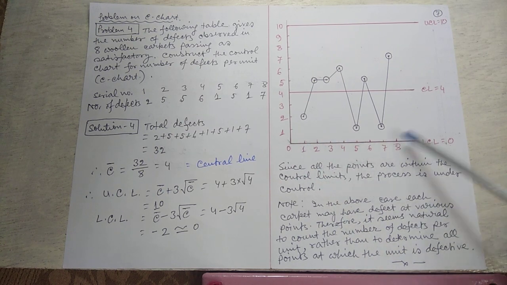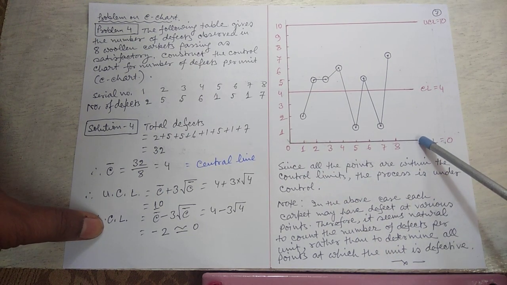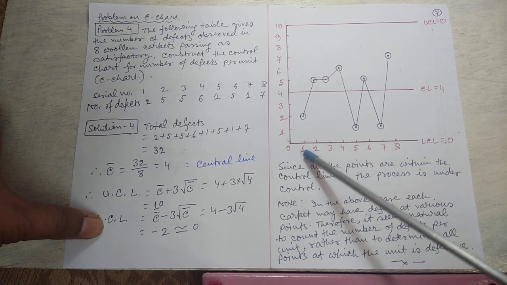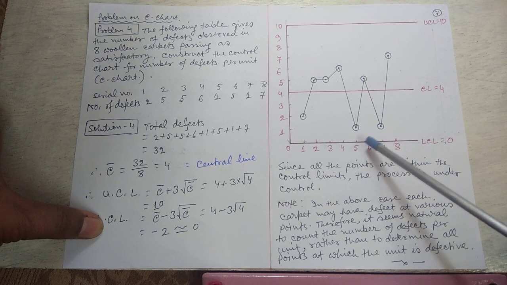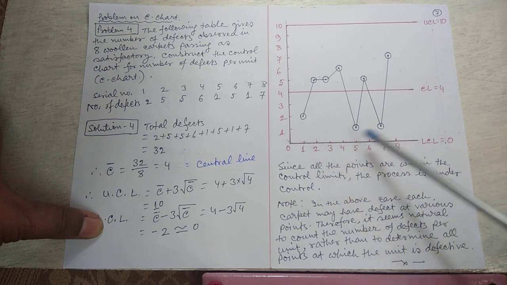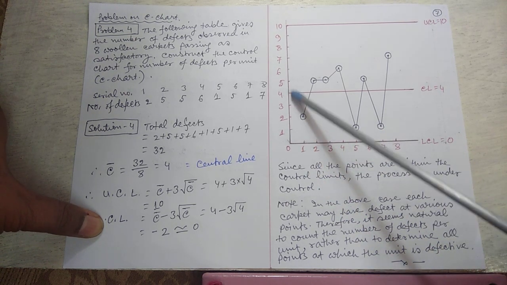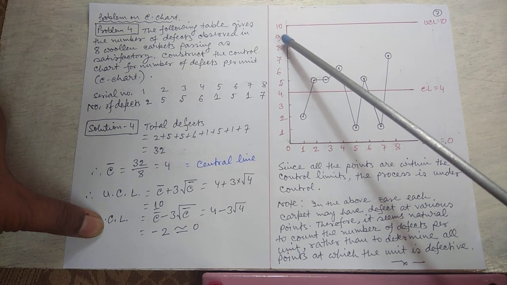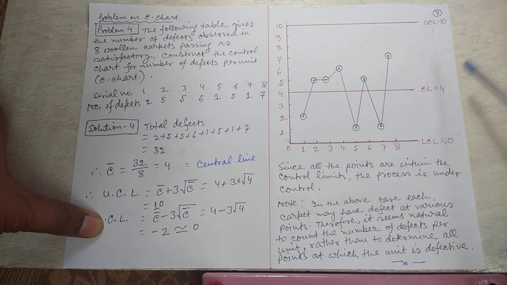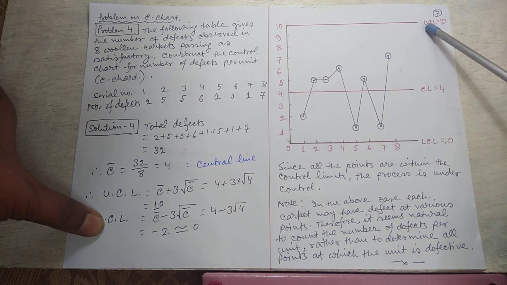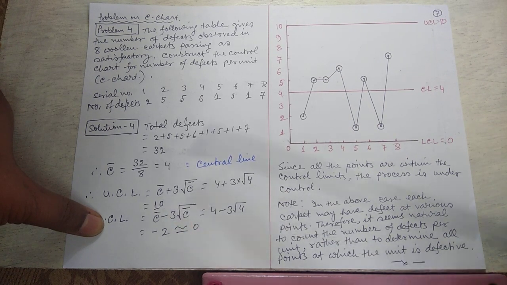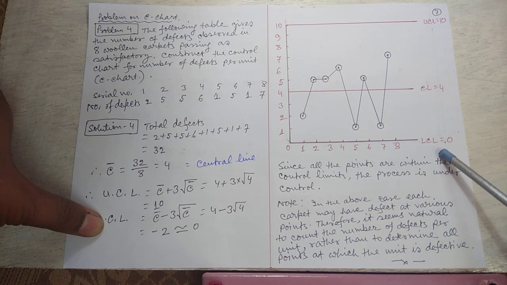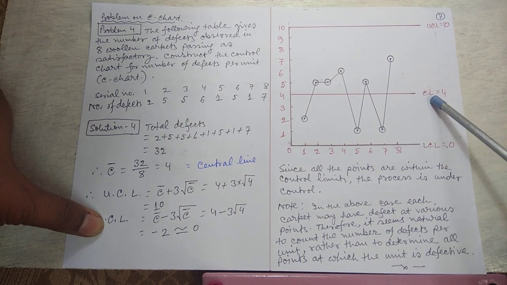Now according to x-axis, we are indicating the sample number. So there are 8 samples, 1, 2, 3, 4, 5, 6, 7, 8. So we have taken 8 points here. And according to y-axis, we are measuring the defects per unit, number of defects. So here upper control limit 10, which we have already calculated, and lower control limit is 0, and central line is equal to 4.